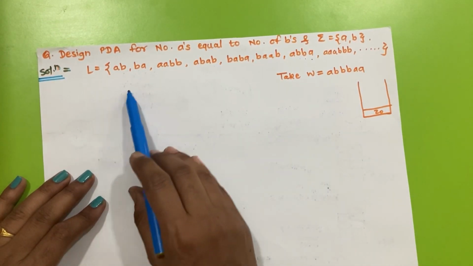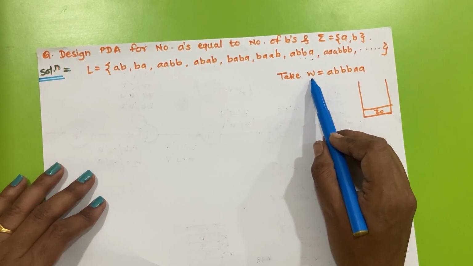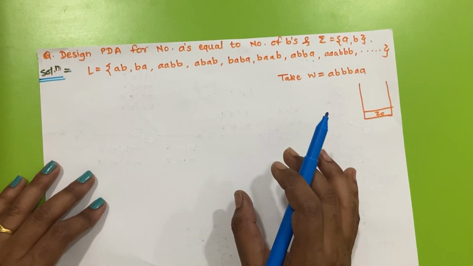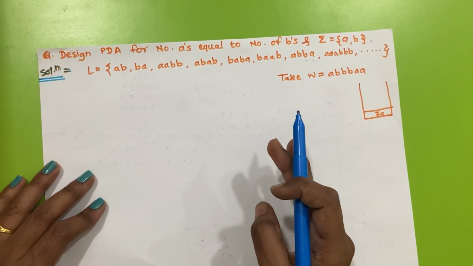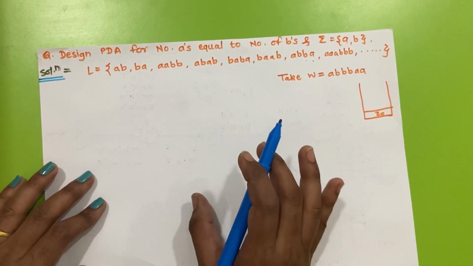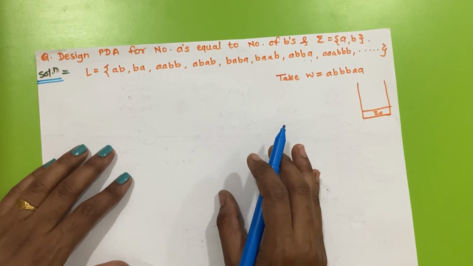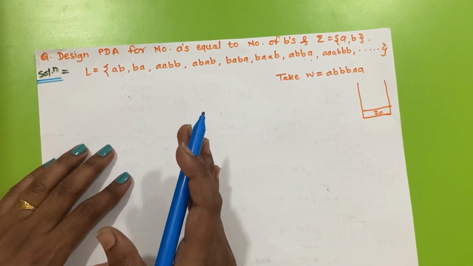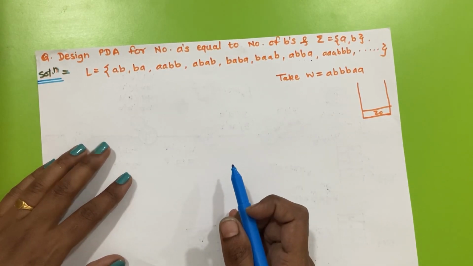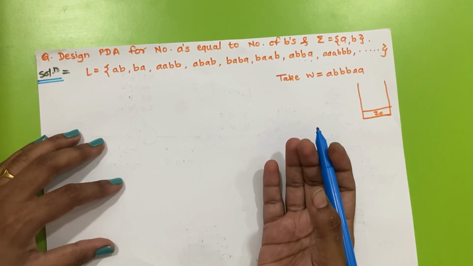Out of that we will take one string for simulation, and here I have chosen the string W equal to ABBBAA. Remember that the string can start with A as well as with B. We can have any kind of position of A's as well as B's. Here we just have to match the number of A's equal to the number of B's and the number of B's equal to the number of A's.